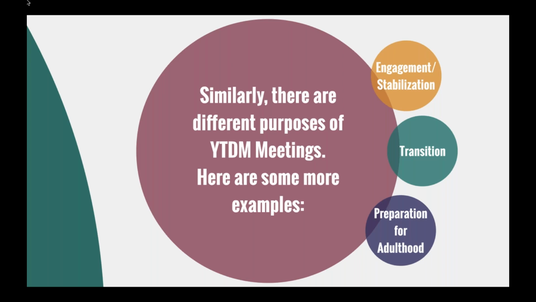Similarly, there are different purposes of the YTDM meeting. Here are some examples of that: engagement and stabilization meetings, transition meetings, preparation for adulthood. One of the things that we find when it comes to youth preparing for adulthood and preparing to continue on into the world is that it's really helpful for them to see their strengths on paper and to understand how other people perceive them. It's also really helpful for them to understand how the way they choose to behave affects people's perspective. When they're able to see that a certain decision resulted in a change in perspective of how they're doing, that's very helpful for them to understand consequences and to understand what to do moving forward with that type of information.